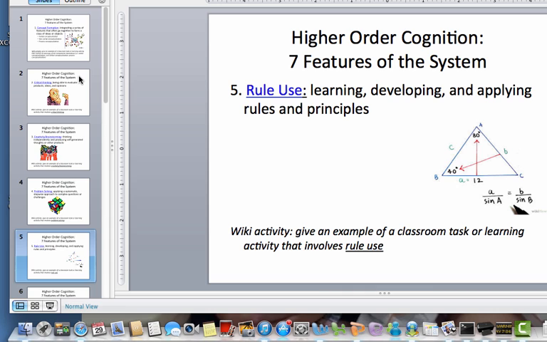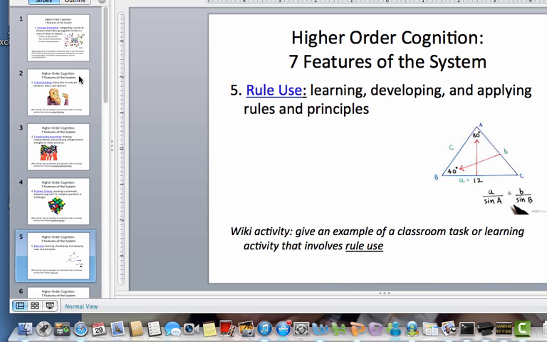Another feature of the system of higher order cognition is rule use, and that's learning and developing and applying rules and principles. So now these rules and principles for students to know are sometimes really explicit in the classroom, a squared plus b squared equals c squared. But some are more implicit and less easily identified.